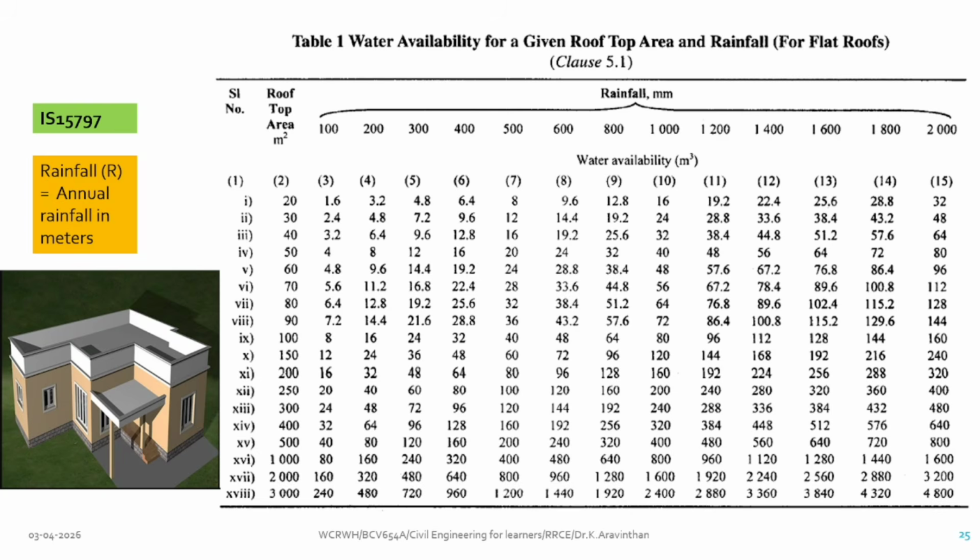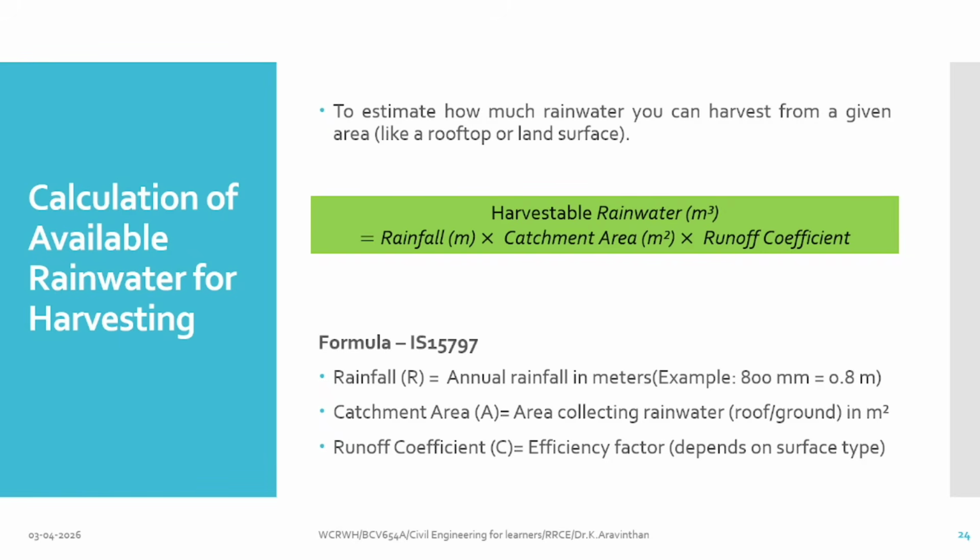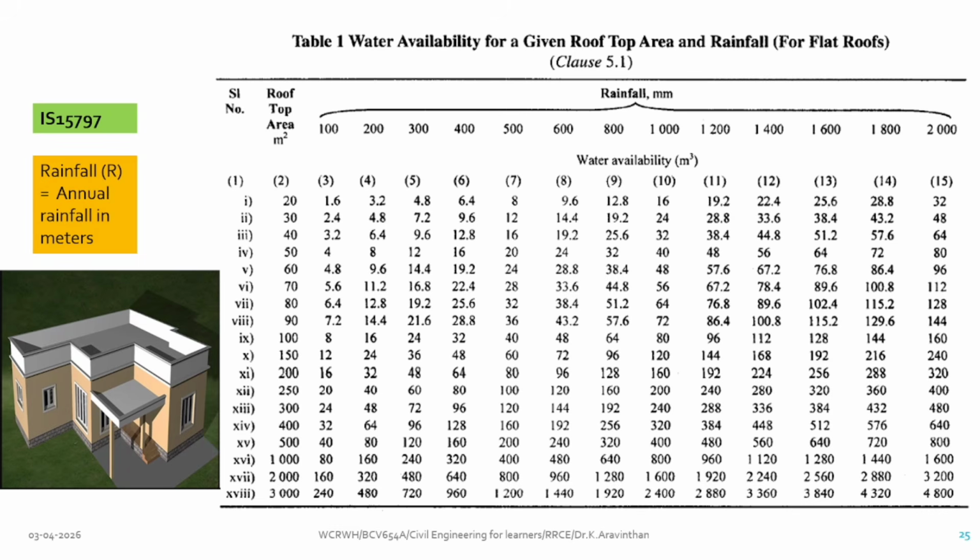Now, in the code book IS 15797, table 1 is for a flat roof. Here you can see an example of a flat roof, a normal residential house. Only the ground floor is available here. You can calculate the overall area, that is the catchment area of this structure. Now, the first parameter, annual rainfall, is found by using this tabular column, which is for a flat roof. Here you can see the top of the roof is flat. You can use this table for calculating the amount of water.